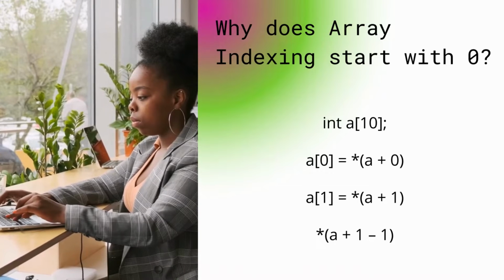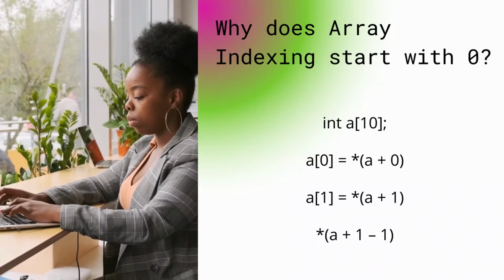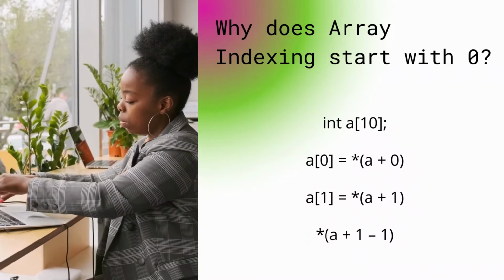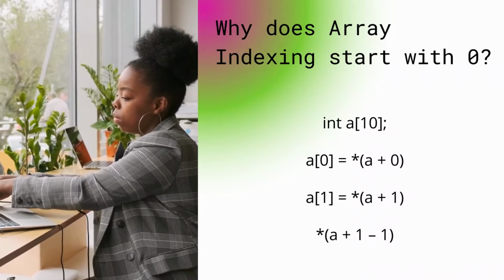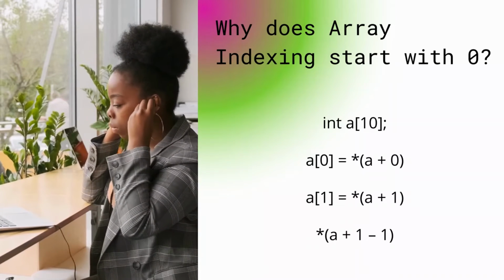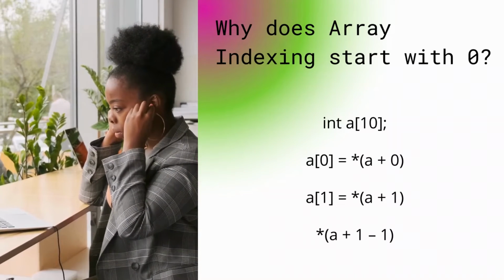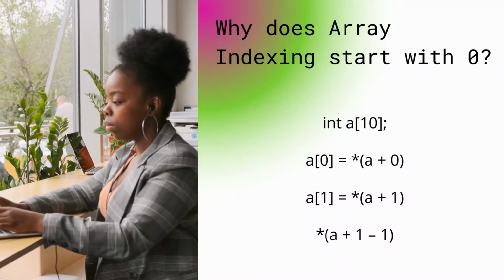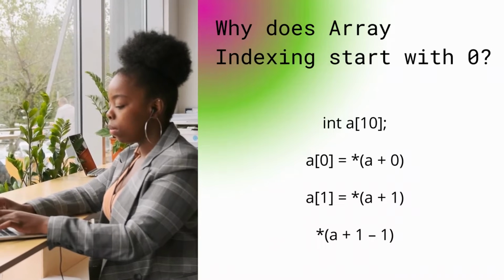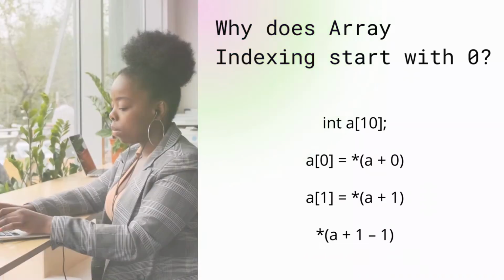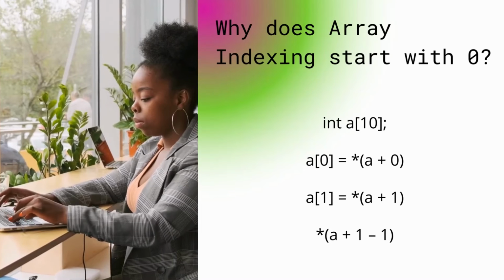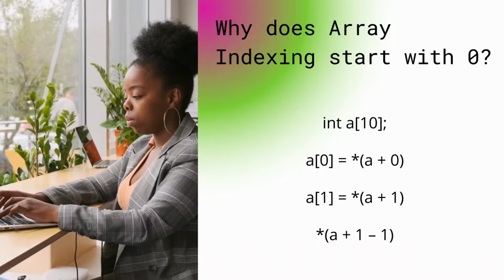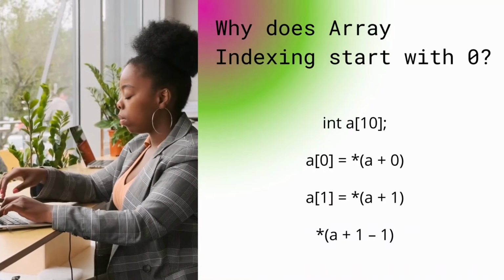Why does array indexing start with 0? Let's try to understand this by taking one example. Assume we can declare an array of size 10 in the following way. int a[10]. Here a itself is a pointer which contains the memory location of the first element of the array. Now for accessing the first element, we will write a[0], which is internally decoded by the compiler as *(a+0). In the same way, the second element can be accessed by a[1] or *(a+1).